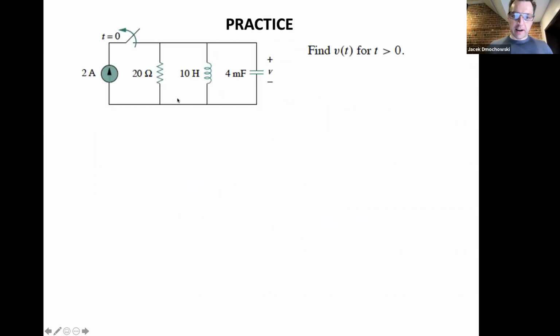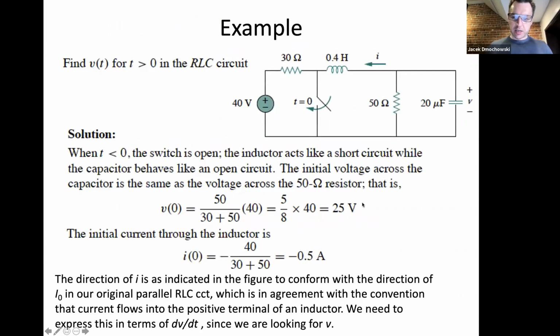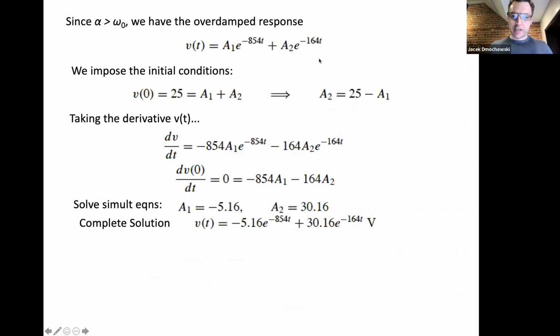Remember, all the way back from voltage division, that the initial value of this capacitor voltage is 25. So now that we have the general form, we can plug in t is equal to 0 and identify that A1 plus A2 must be equal to 25. Right? Because these exponential terms converge to a value of 1. And so we have one equation, 2 unknowns. So we need one more equation in A1 and A2.